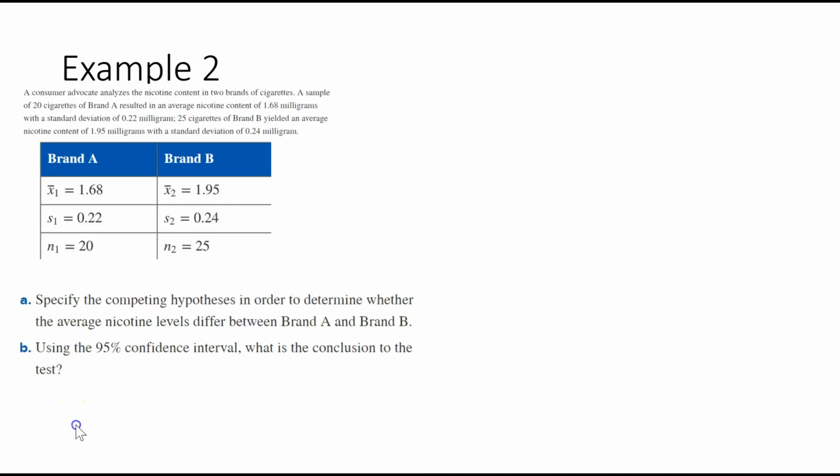All right, so this is the previous example from the last video. We want to specify the competing hypotheses in order to determine whether the average nicotine levels differ. So if we want to determine if they differ, that means we want to say mu1 is not equal to mu2.